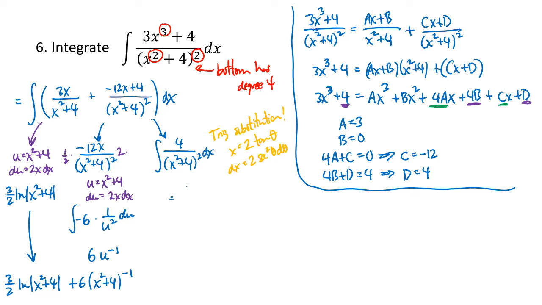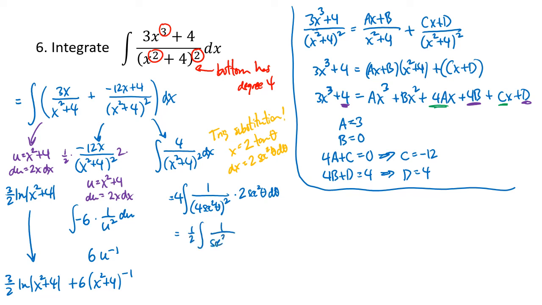So that's going to give us 4 on the top. I'll actually go ahead and pull that 4 out. On the bottom, 2 tan theta squared is going to be 4 tan squared theta, plus 4 is going to give us 4 secant squared theta, and that's all being squared. And then our dx is 2 secant squared theta d theta. So we've got 4 times 2, we've got 8 on the top, 4 squared is 16 on the bottom, so we're going to have a 1/2, which I'll again go ahead and pull out.